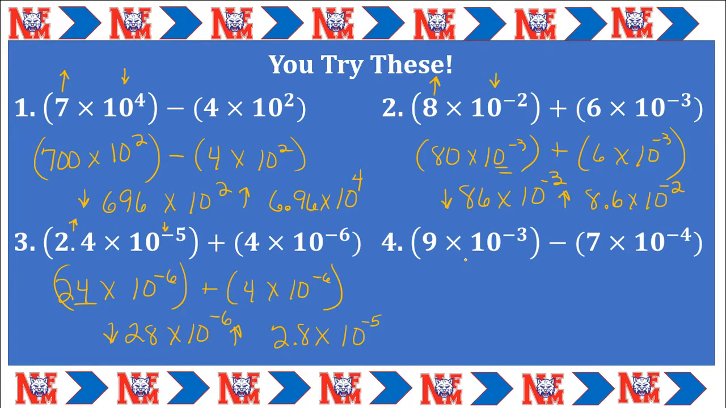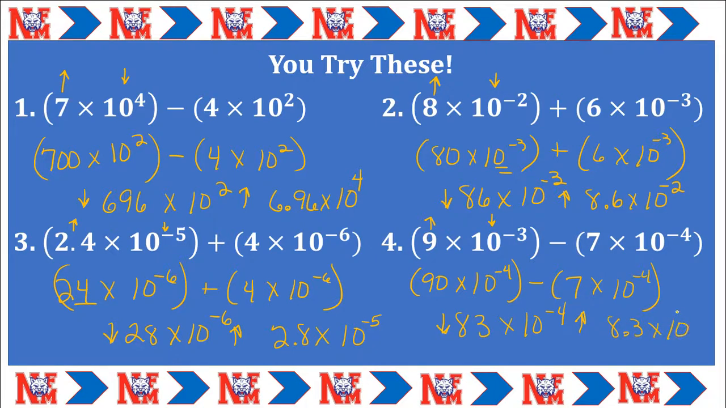Okay, here we are subtracting. So let's go down here and make this -4, and then we'll increase the 9 to a 90. So we're just taking a 10 here and multiplying it by 9 to get 90. So we have 1 less 10. That's really what's going on, guys. 90 minus 7 gives us 83 times 10 to the -4. Make our adjustments down and then up. So 8.3 times 10 to the -3.